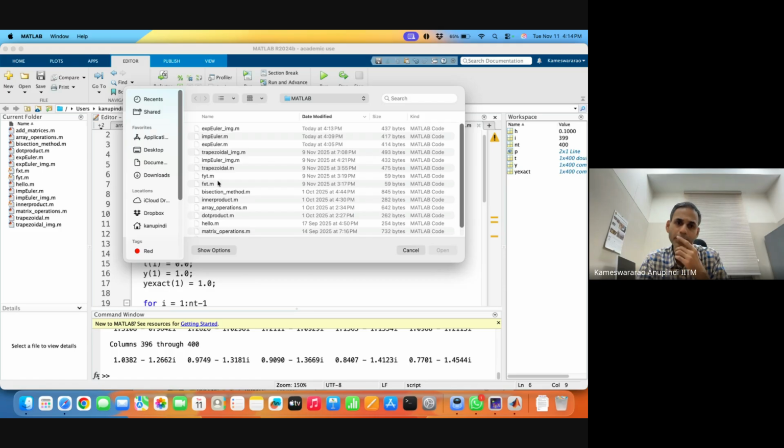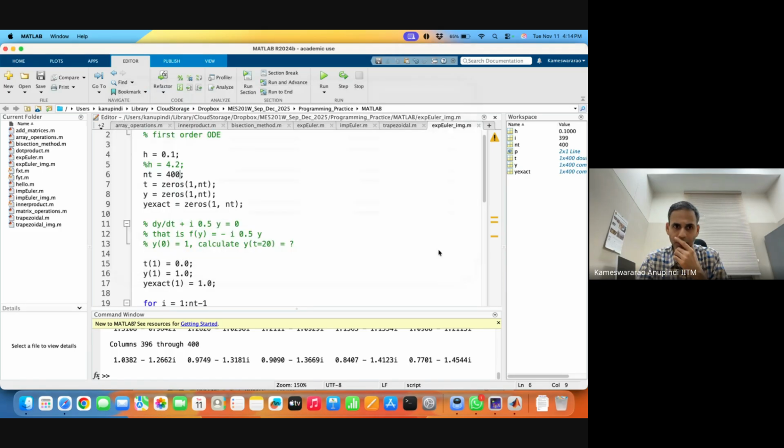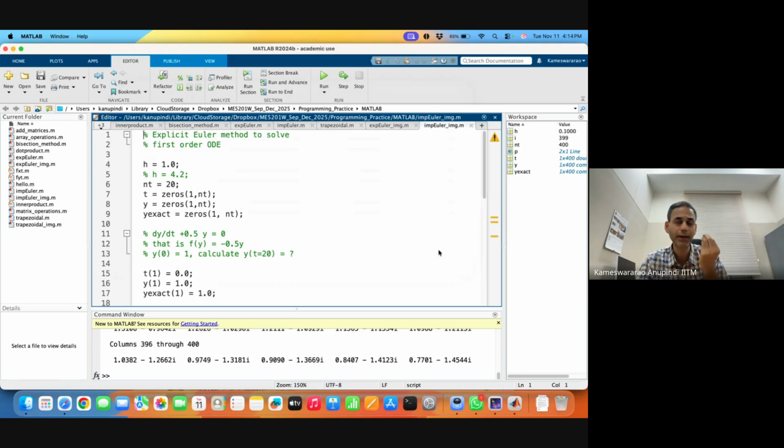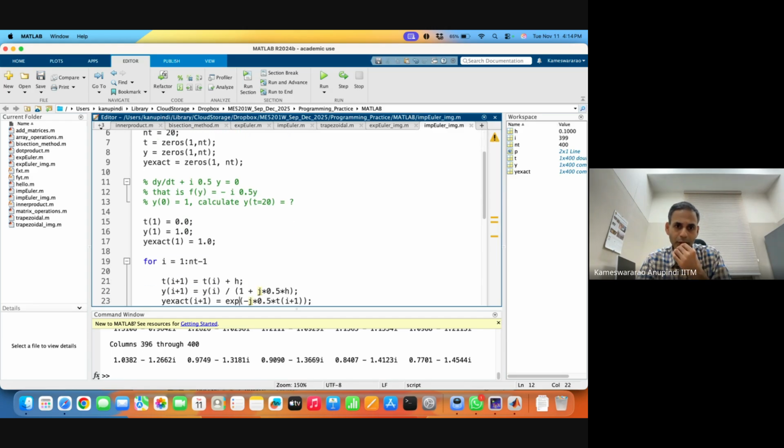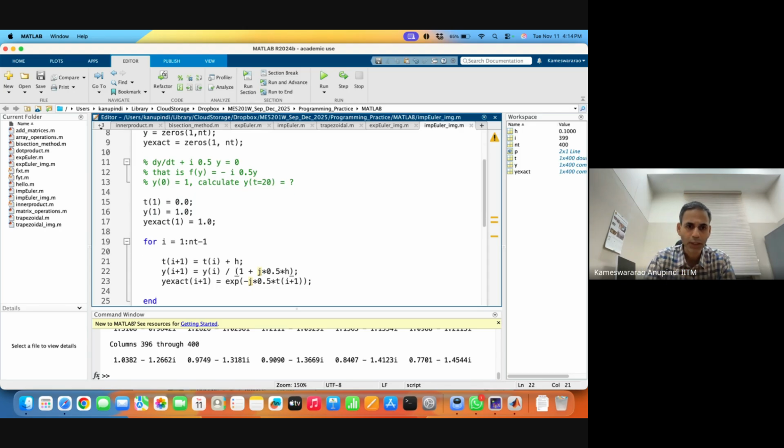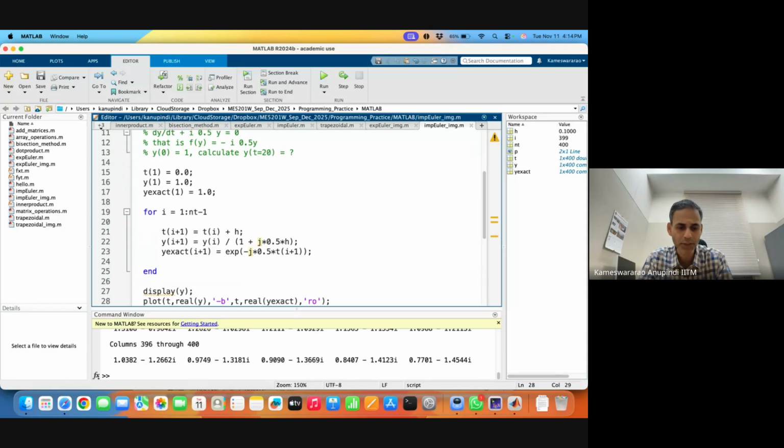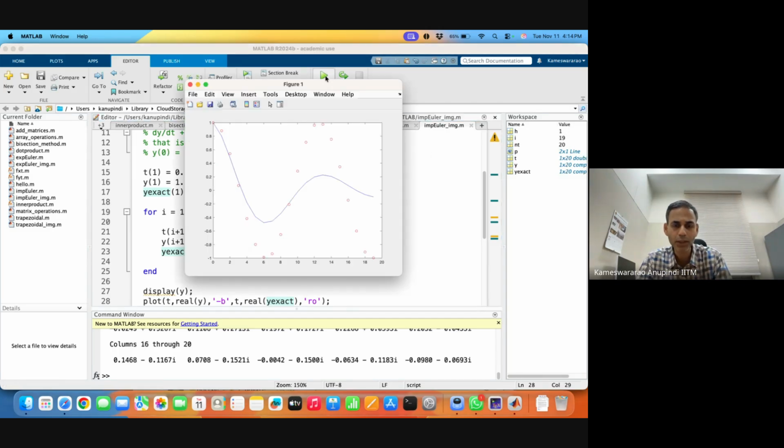Let us look at the implicit Euler method, for purely imaginary right hand side. Again I'm choosing h equals 1.0. Number of time steps is 20. Everything else is exactly the same. I should change this to i, because this is i, and this is also i. Now my y_{n+1} equals y_n divided by 1 minus lambda h. That's going to be 1 plus j times 0.5 h. And this is the exact solution, which is the same as before. So this is now implicit Euler for purely imaginary right hand side. Let us run this and see what it looks like.